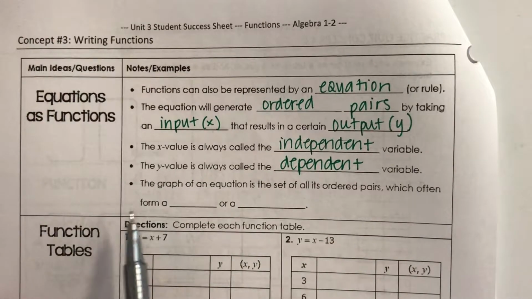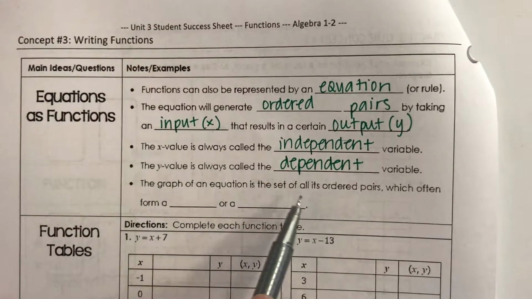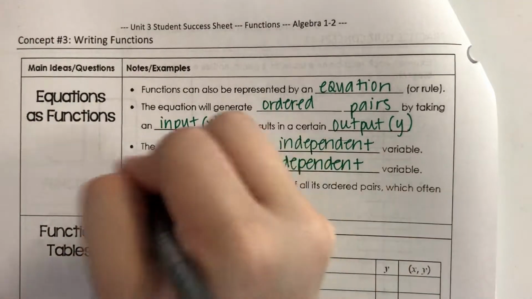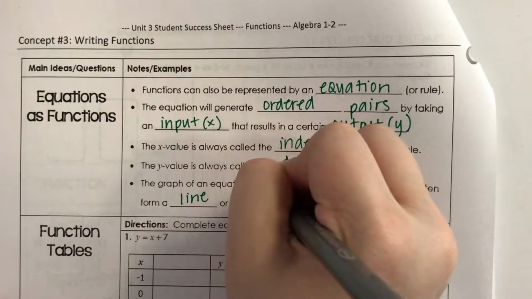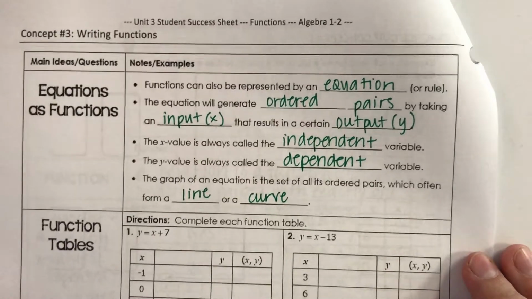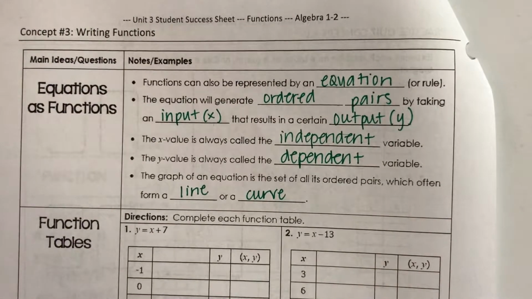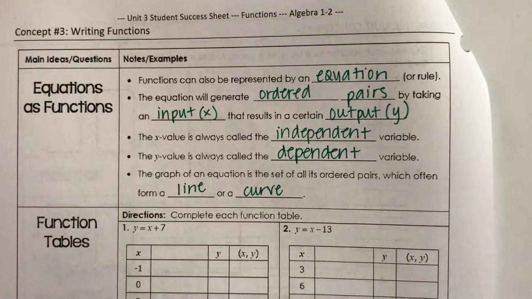Okay, the graph of an equation is the set of all its ordered pairs, which often form a line or a curve. Okay, so let's practice writing some functions from tables. Okay, I'm going to do the first two together, and then the last four will be in different videos.